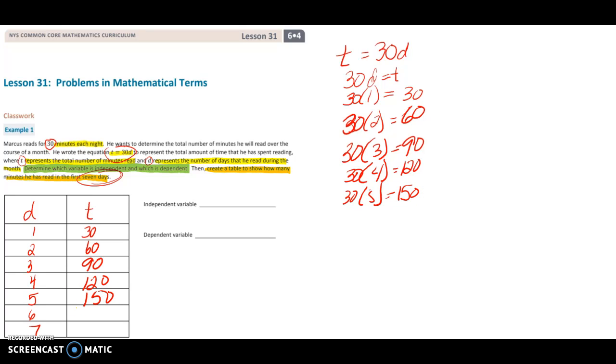And I'm looking at the pattern. They're skipping by 30s. I'm going right here on the T value, so I'm pretty sure 30 times 6 is 180, and 30 times 7 is 210.